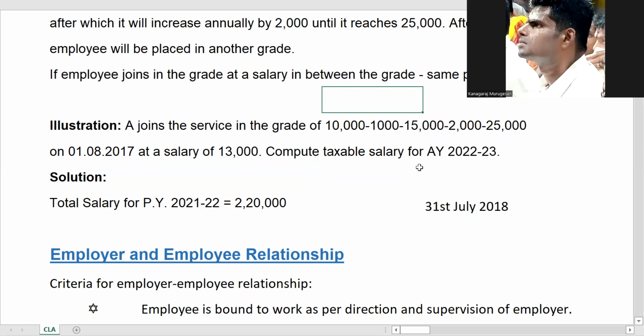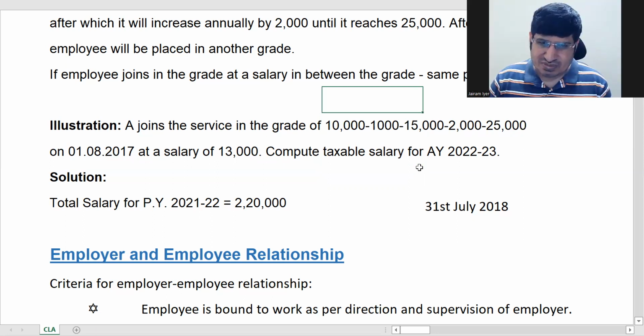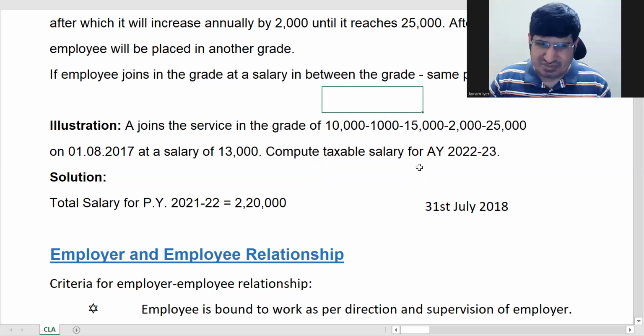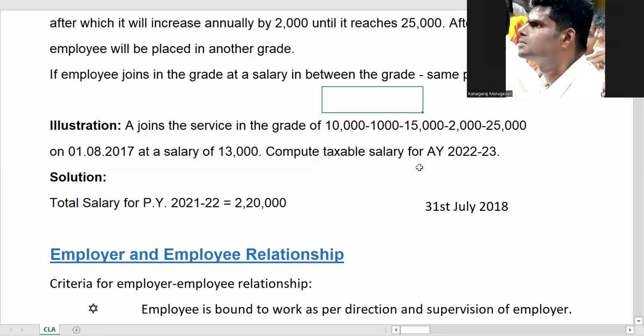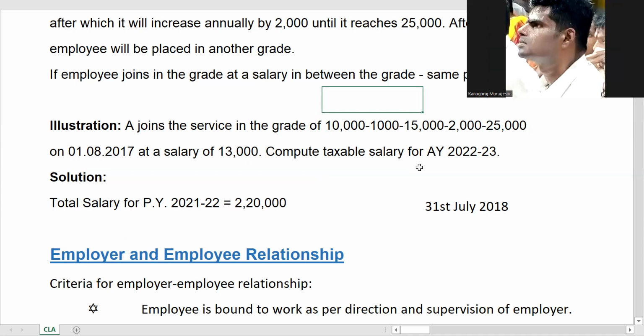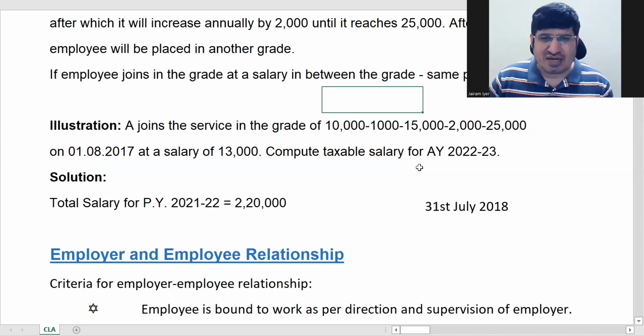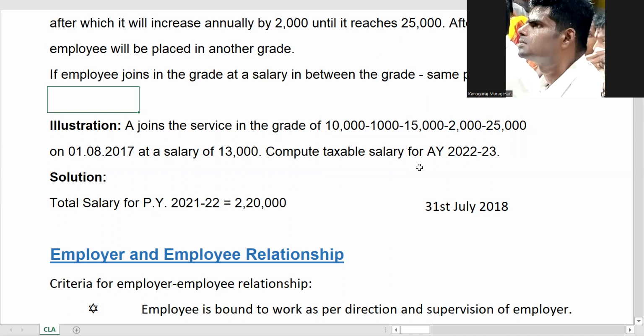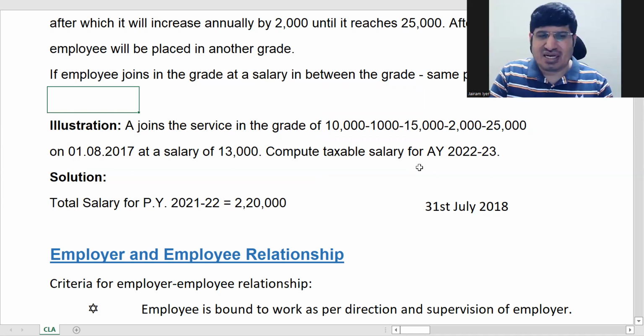In this question, there is no mention of the increment date, and also it does not say he's a government servant. Maybe he's a private servant also. No, these kind of grades do not apply to private servants. So it is in government service, and the way it is calculated for central government, because your taxation, the entire DT is based on a central government point of view.